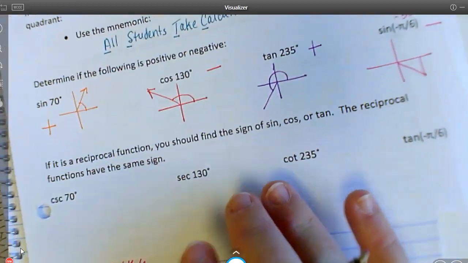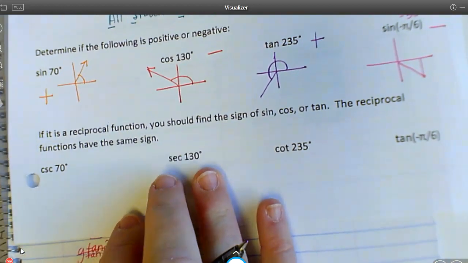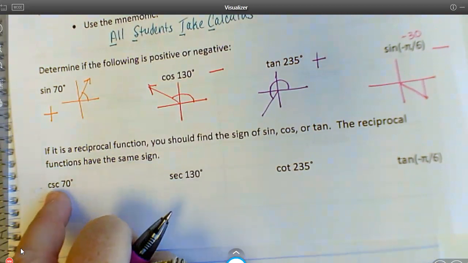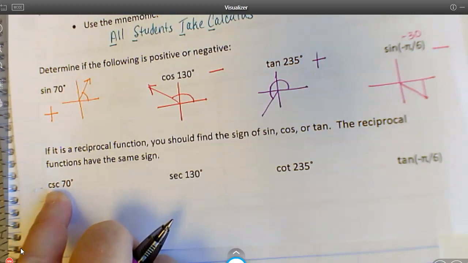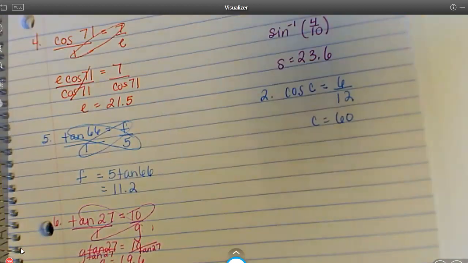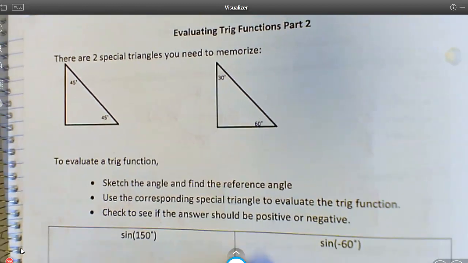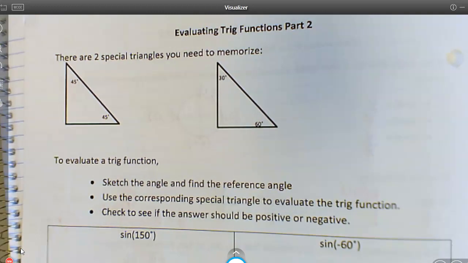So that I can get to the rest of it, we'll come back to the reciprocals later. But basically with the reciprocals, for cosecant, you figure out what sine is there. And if sine's positive, cosecant's also positive. If sine was negative, cosecant would be negative. So you just find the other one and then flip it. But I want to get to how you find the actual answers. So I want to get to this next part.